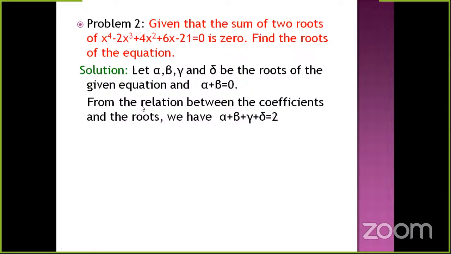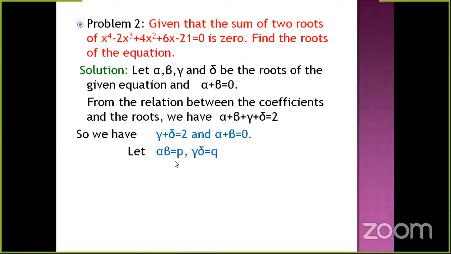Now consider S1, that is the relation between the coefficients and roots. S1, the sum of the roots, is equal to minus of minus 2, that is 2. So already I have the value of alpha plus beta is equal to 0. Substituting in this equation I will get gamma plus delta is equal to 2. So for my convenience, I am considering alpha into beta, the product of the roots, equal to P and the product of the other roots equal to Q.